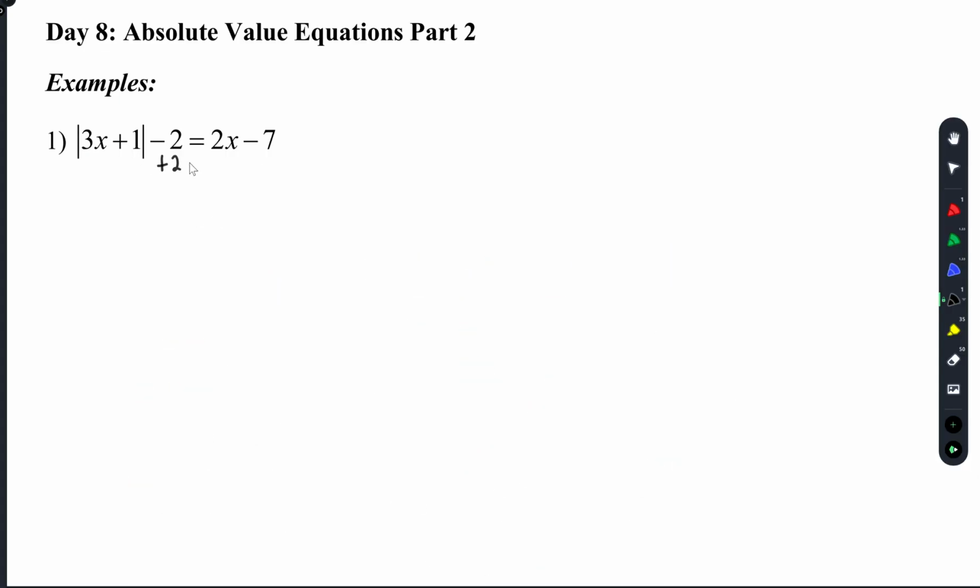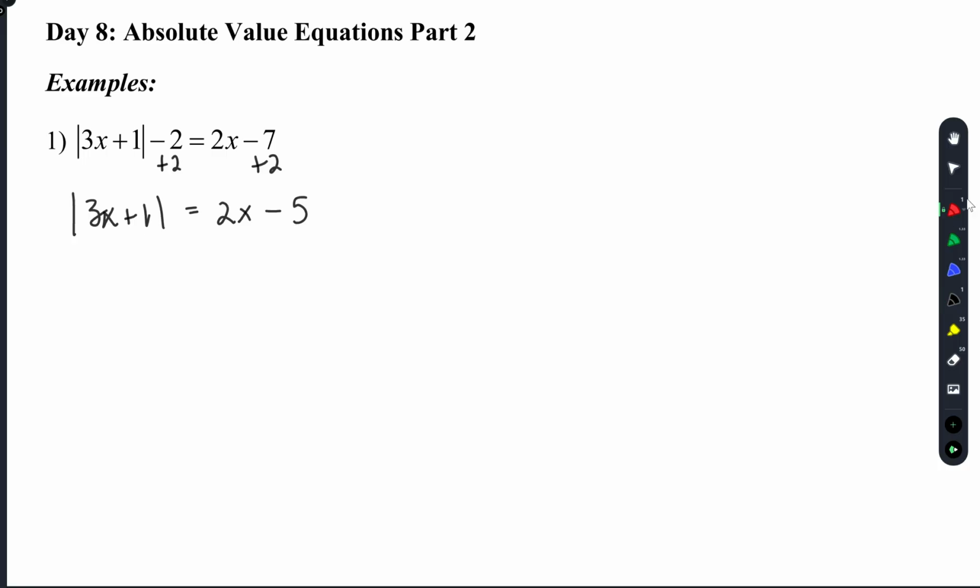Okay, so we're going to add 2 to both sides. So you get absolute value 3x plus 1 equals 2x minus 5. Whenever there's a number added to it, subtract it from both sides. If there's a number in front of the absolute value, divide both sides. So you just have to get the bars alone.